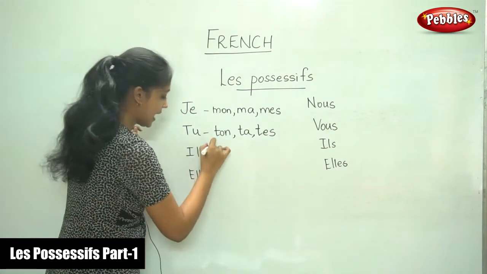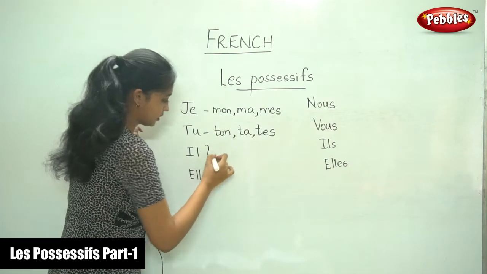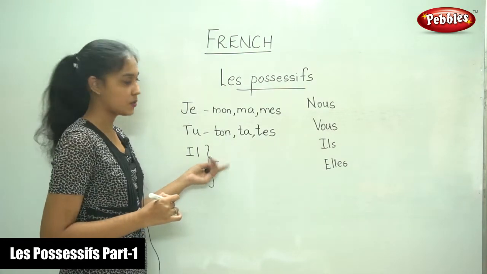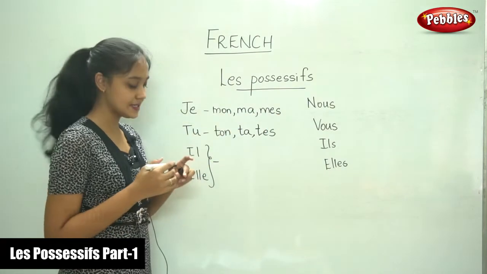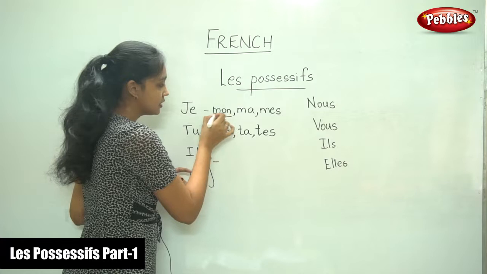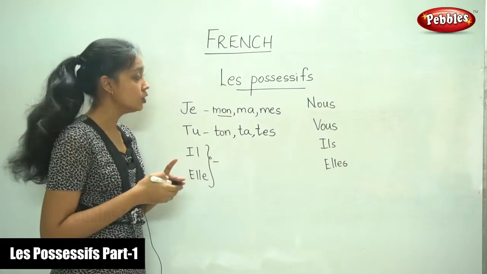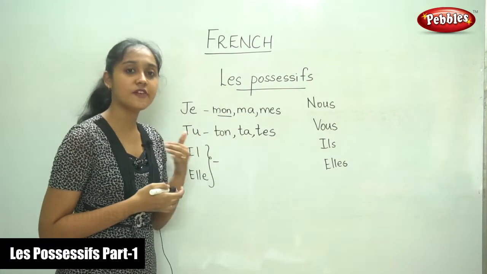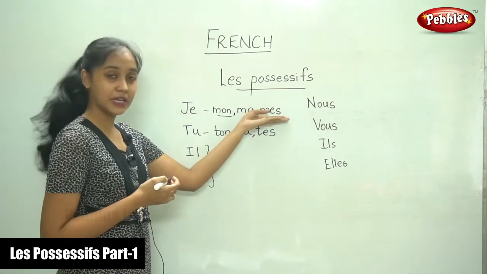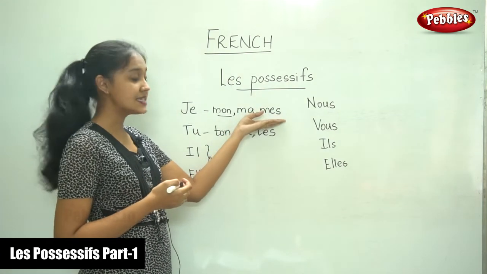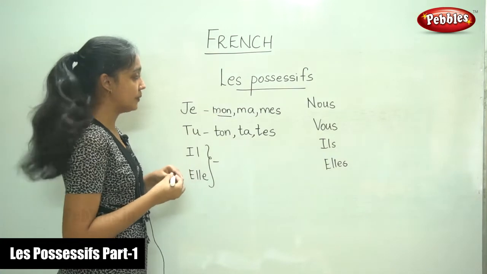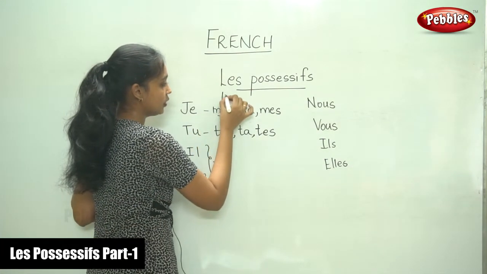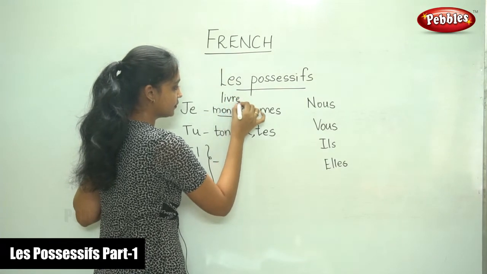For il and elle, can you guess what it was? So we have three for each, right? So you must have guessed. Mon is for a masculine noun, ma is for a feminine noun, and me is for a noun that is plural.